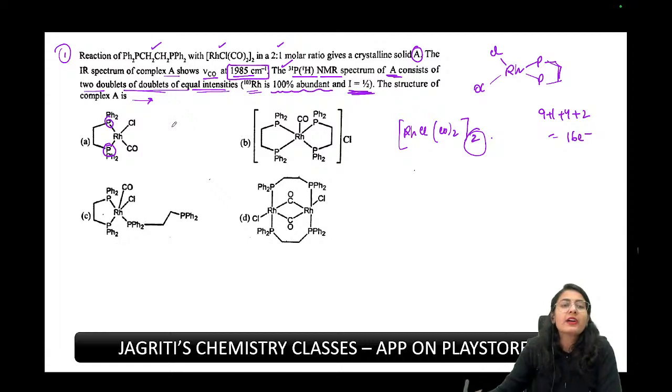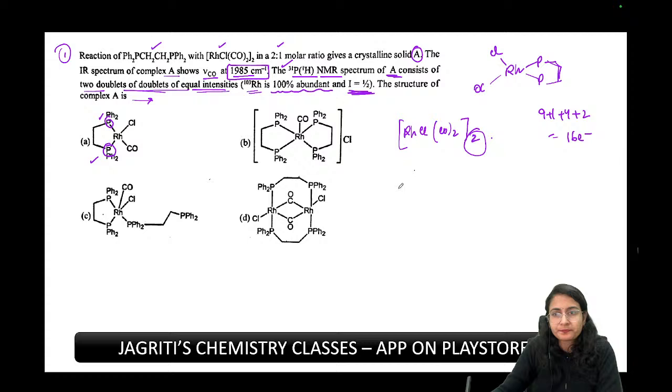So what happens is, these two groups are different, these two are diastereotopic groups. That means they are going to give you two different signals, right? There is no sigma plane. So one signal for this phosphorus, another signal for this phosphorus, right? So we are getting two doublets of doublets.